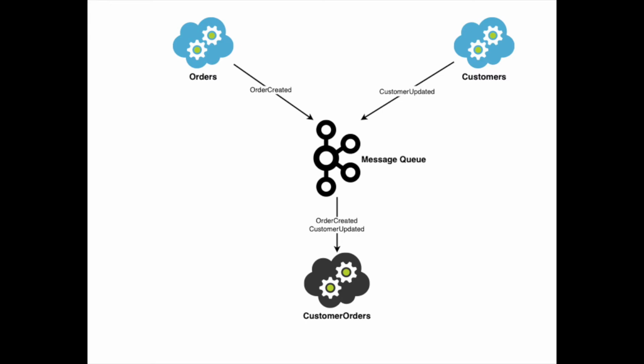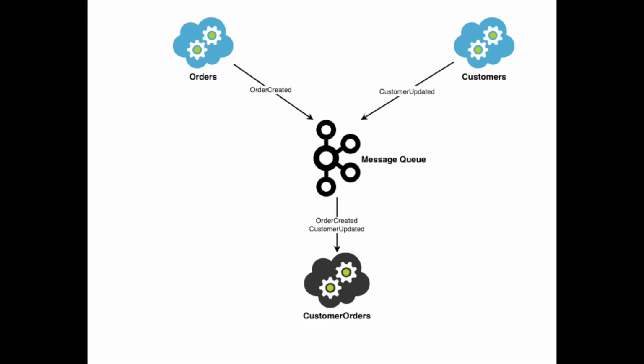So if we have a customer orders service, it would listen to both the customer and the orders microservice. And anytime those services' data change, if they add a new customer or a new order, then it would update its internal state accordingly.